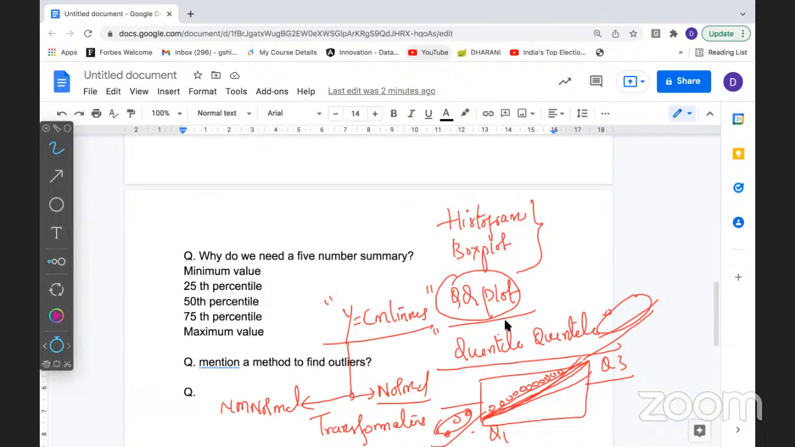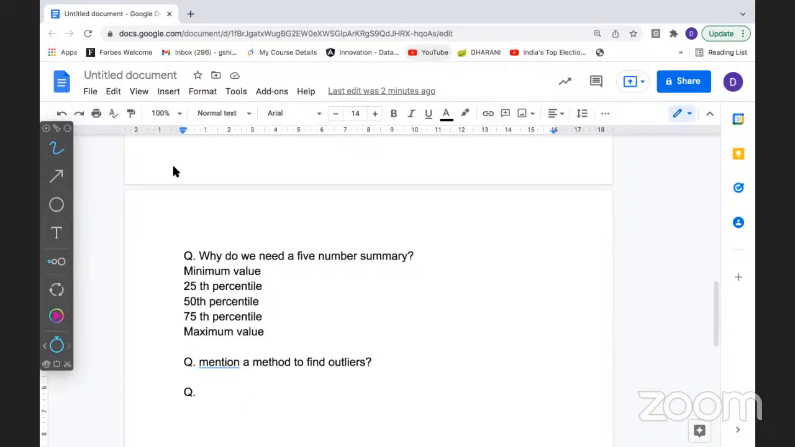Now, when you have this normal distribution, how do you convert this normal distribution to a standard normal distribution? Is there an option of converting it?